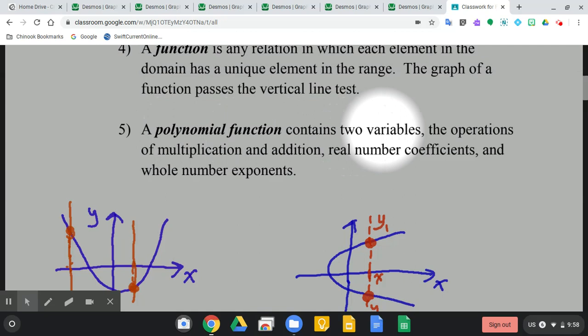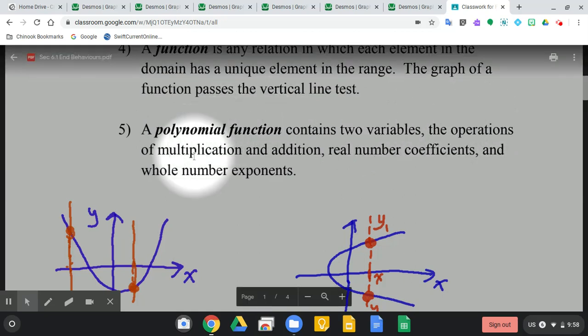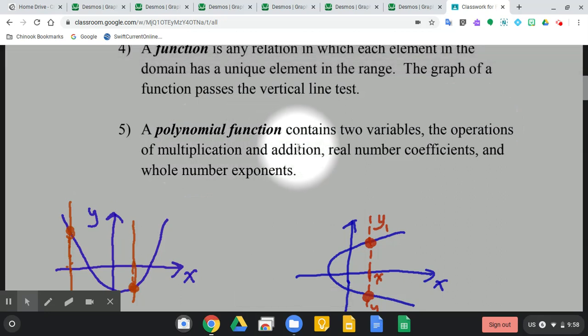We might change. For some reason, it could be c and d. It could be k and l. I don't know why we would. Well, actually, I can think of several other reasons we would use different variables. But for now, we're only going to worry about x and y. It will only have the mathematical operations of multiplication and addition.